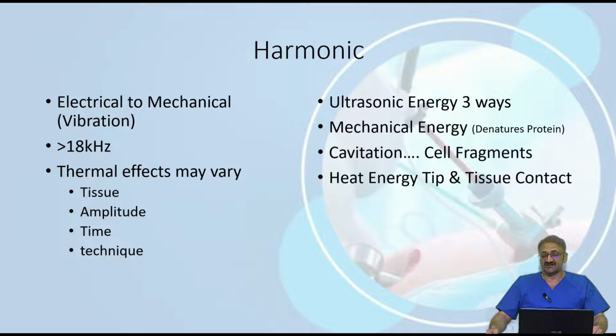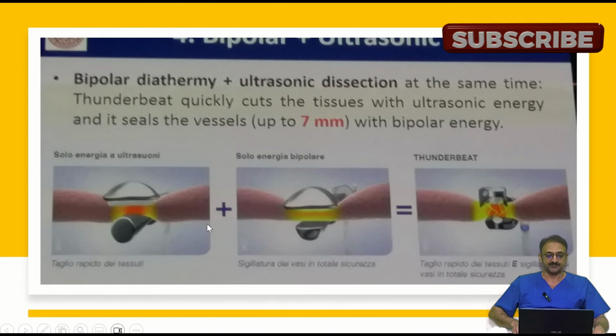Mechanical energy, it actually denatures the protein, then it causes cavitation leading to cell fragments, and then heat energy, which is at the tip and at tissue contact. So these are the three different kinds of mechanisms by which harmonic is working.